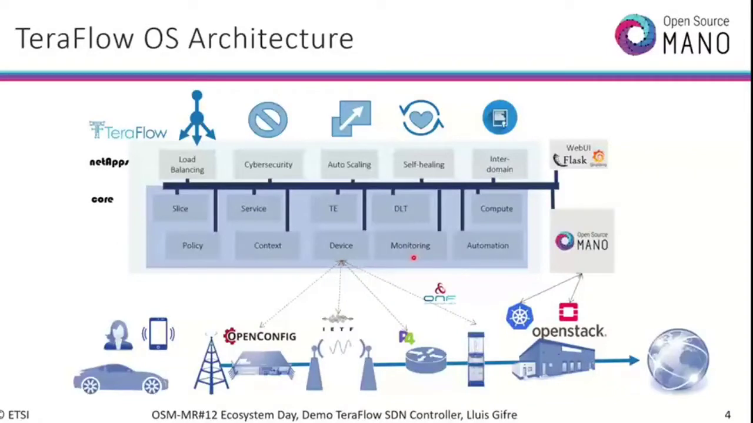The monitoring component is in charge of collecting monitoring data. Automation implements some automatic behaviors for controlling the devices. The service component is in charge of the connectivity services that are requested and established in the network. But I will not go through all of them so as not to spend so much time. The one that I want to mention also is the compute component, because it brings a normal interface for external systems like OSM to receive some requests, like for instance, connectivity requests.